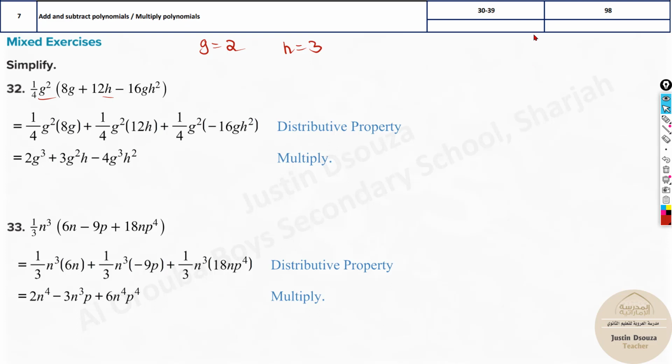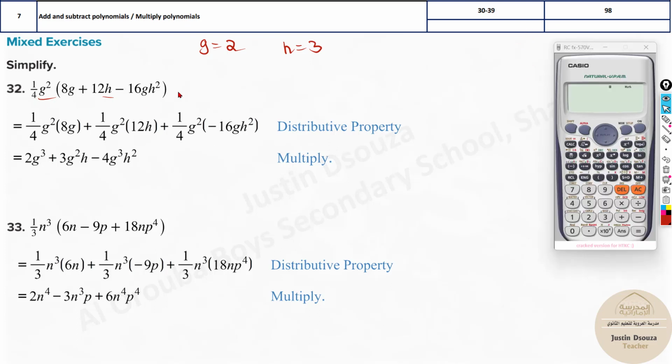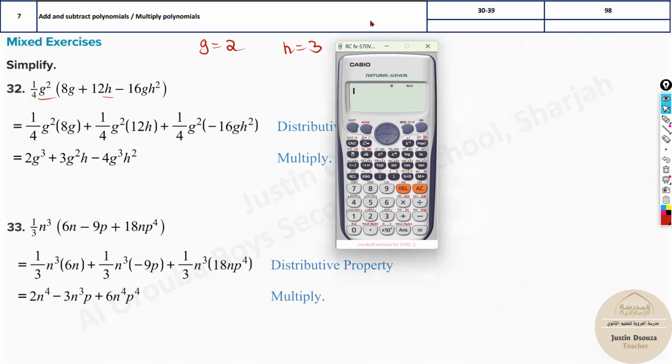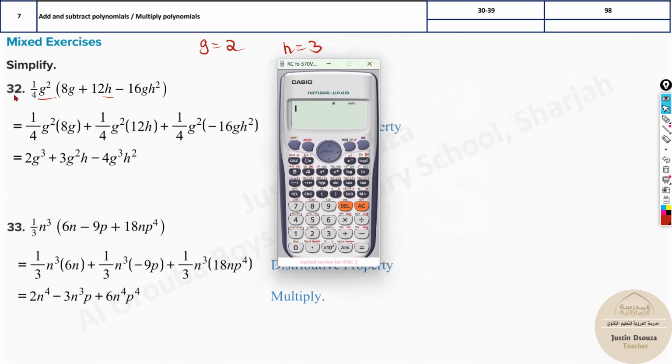Now let's take out our calculators. Here we will have to substitute this. But when you're substituting, instead of G, put the number 2, because you can't solve in the calculator when there are two variables. Now I will substitute 1/4 as it is, everything as it is. But instead of this G, I have to put 2 squared. Multiply it with, let me just type it as it is, not changing anything. But wherever G is there, I put the value 2.